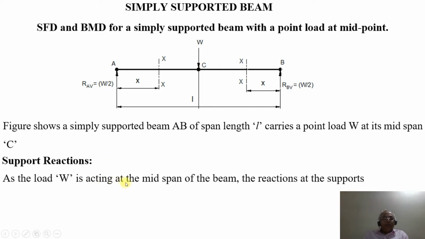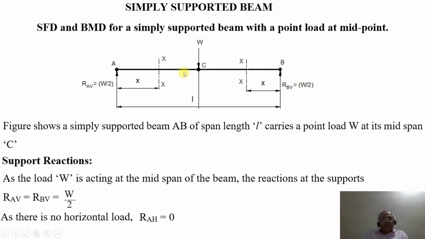As the load W is acting at the midspan of the beam, what will the reactions of the supports be? RAV will be equal to W by 2, and RBV is also equal to W by 2, because each support takes an equal load, since the load is acting exactly at the midspan. Therefore, RAV equals RBV, which is equal to W by 2. As there is no horizontal load, obviously RAH will be equal to 0.